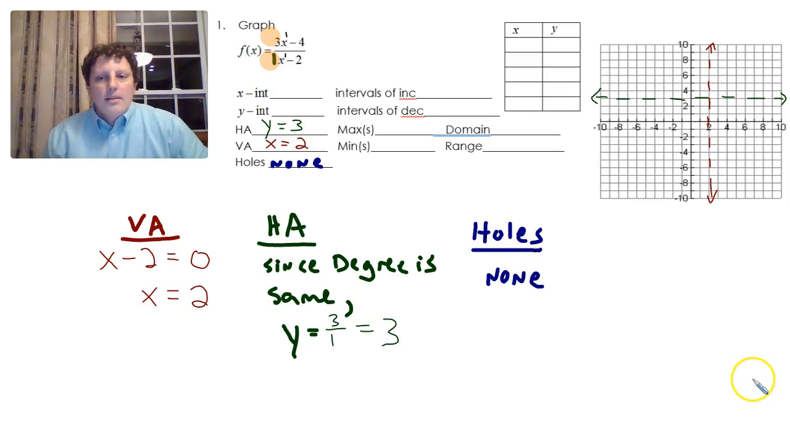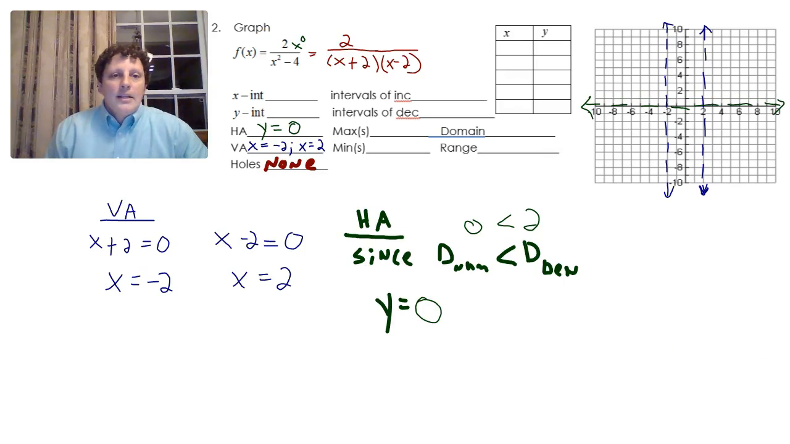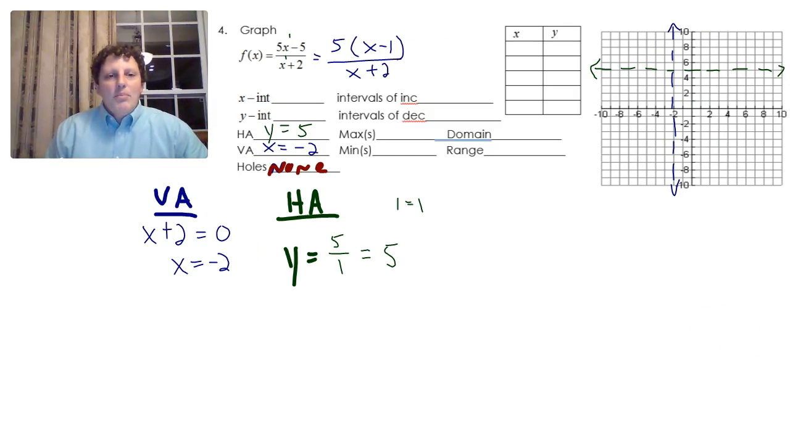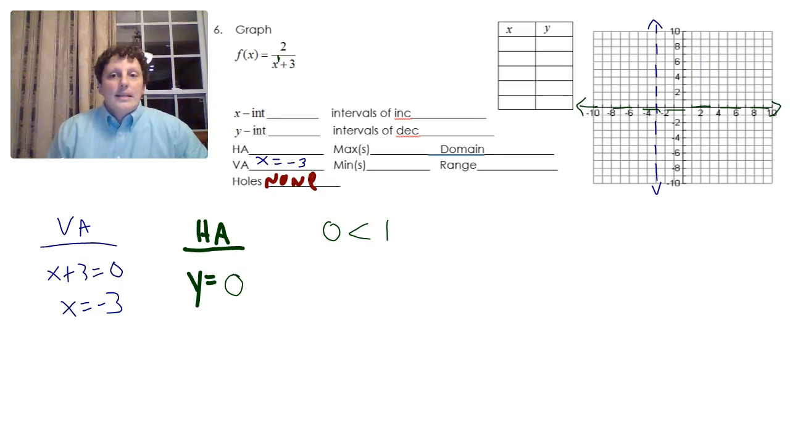Unfortunately, when I was looking at examples 1 through 6 in your guided notes, I noticed that nothing canceled out in number 1, so there's no hole. In number 2, again, nothing canceled out, so no holes. In number 3, I think you're beginning to get the point. Nothing canceled out, no holes. I had to add some extra examples just so I could get some holes. There's no holes in number 4, and no holes in number 5, and no holes in number 6. So in the examples in the guided notes, no holes.